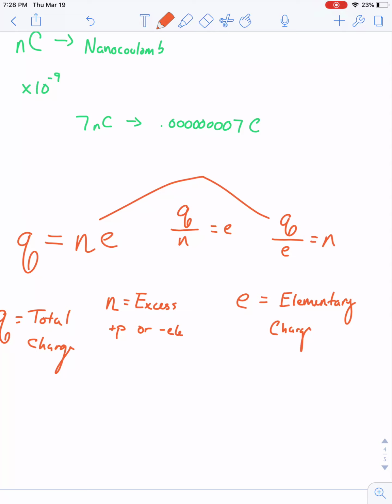The only time you should use the middle equation is if the AP exam asks you if that charge is possible. So if you take a certain charge and it tells you the number of excess protons or electrons there are, and it does not equal the elementary charge, that means that charge is not correct.